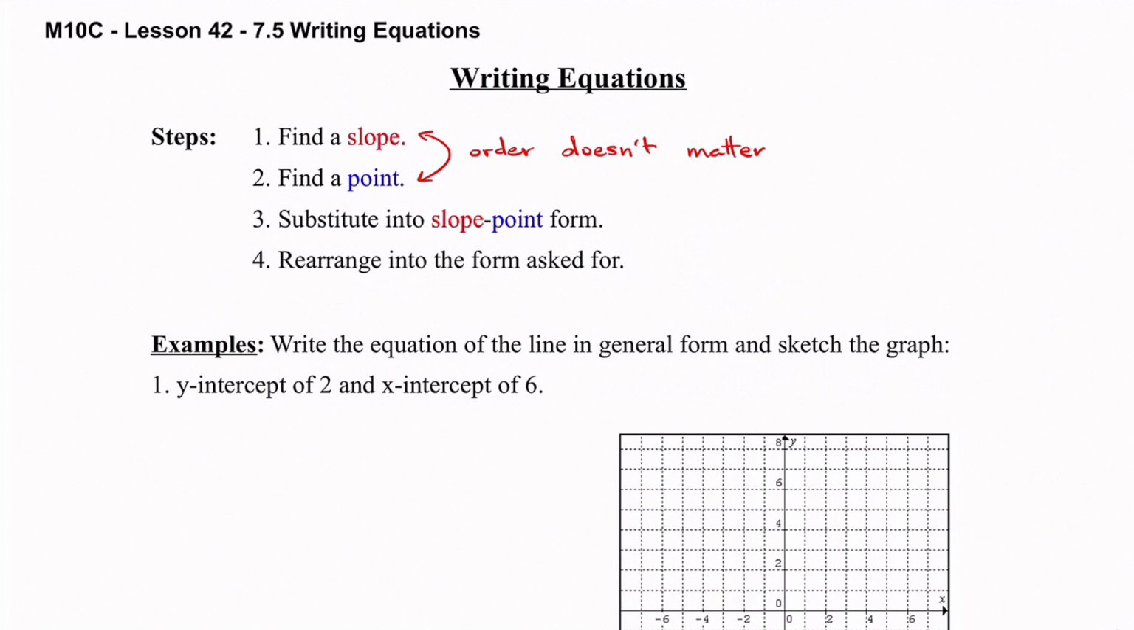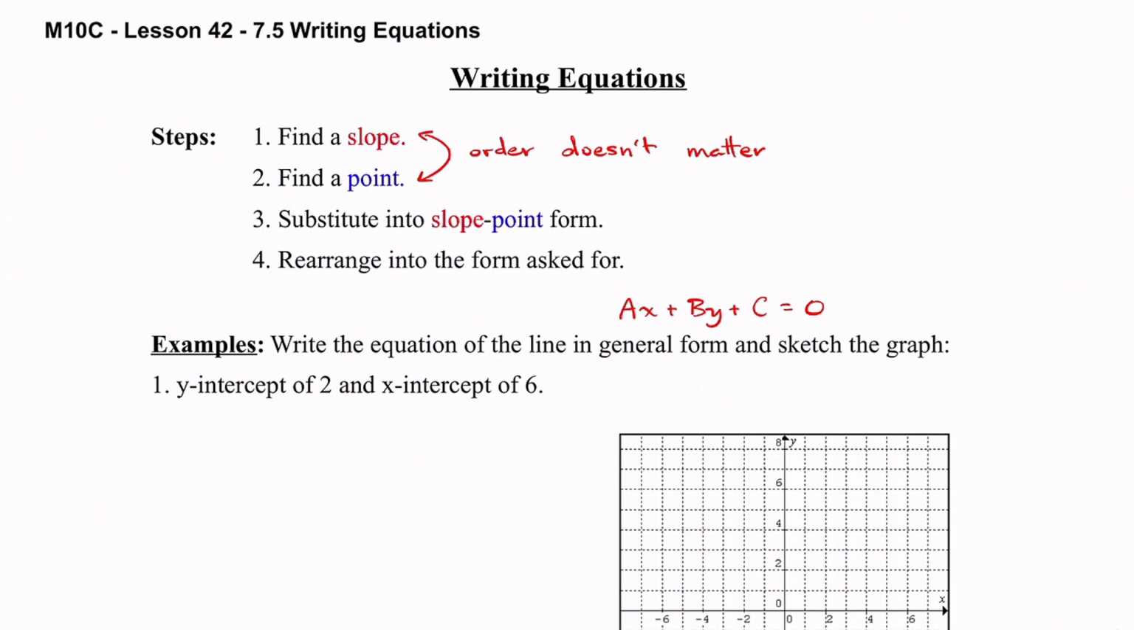In the first example it says, write the equation of the line in general form and sketch the graph. I'm just going to remind you of what general form was. That was the form where everything was lined up nicely on one side. It looked like this: ax + by + c = 0. If you recall, a, b, and c are just different numbers, but a can't be negative, and it also can't be a fraction. That was the only one that had some requirements.